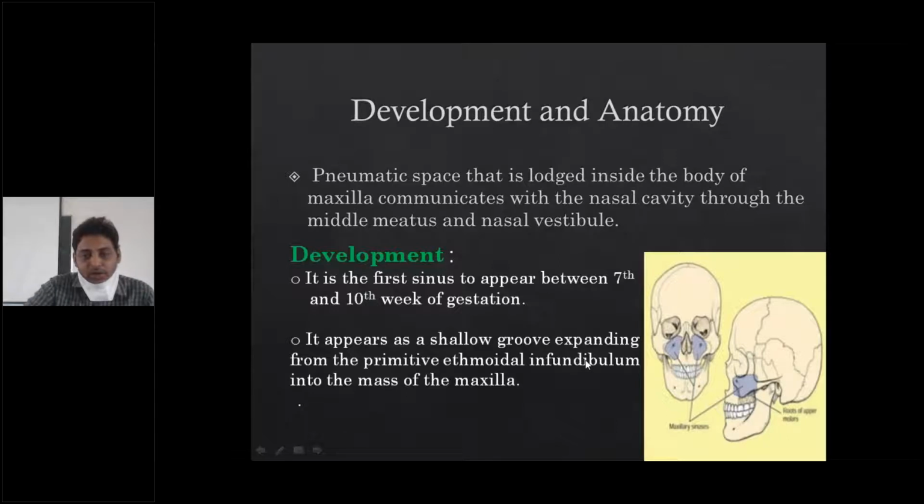Another point I want to stress here is that all the sinuses, maxillary, ethmoid, frontal, and sphenoid, are named according to the bone of the skull in which they are located. So the maxillary sinus is located in the maxillary bone, the frontal sinus in the frontal bone, the ethmoid sinus in the ethmoid, and the sphenoid sinus in the body of the sphenoid, and to some extent in the wing of the sphenoid.